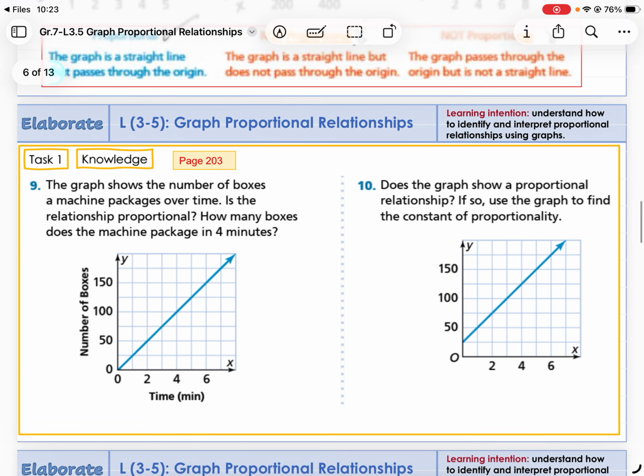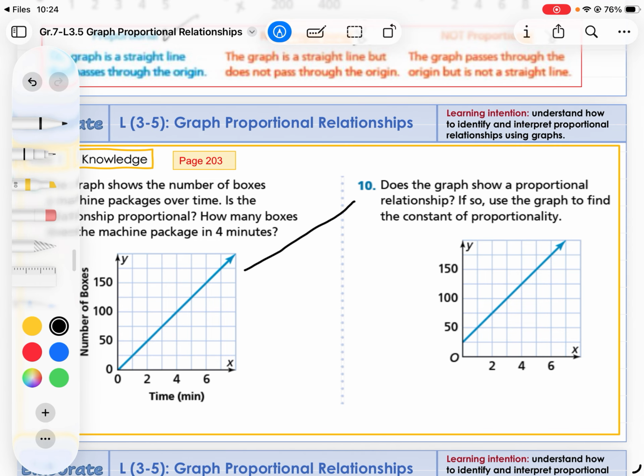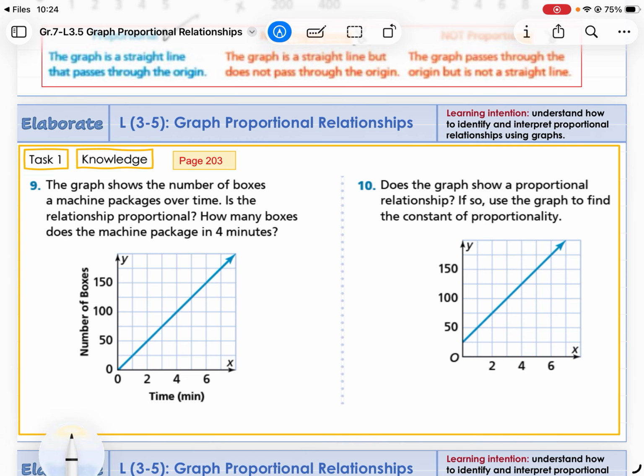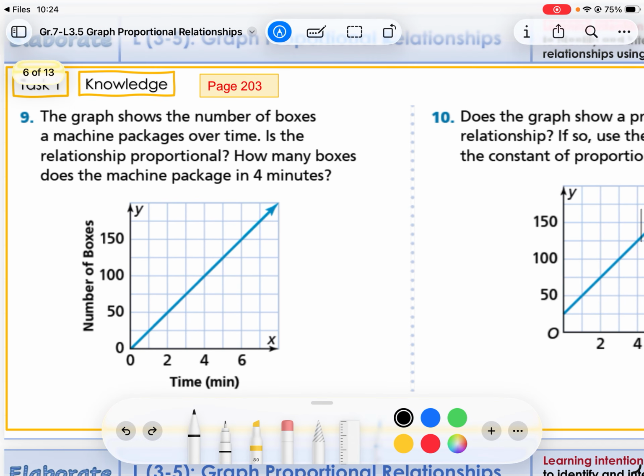Let's move on now to more real-life application, more book questions. Here the graph shows the number of boxes a machine packages over time. Number one, is this relationship a proportional relationship? Let's see. Do we have a straight line? Yes, we do. Is it passing through the origin? Yes, it does. So you have to write yes, it is a proportional relationship.